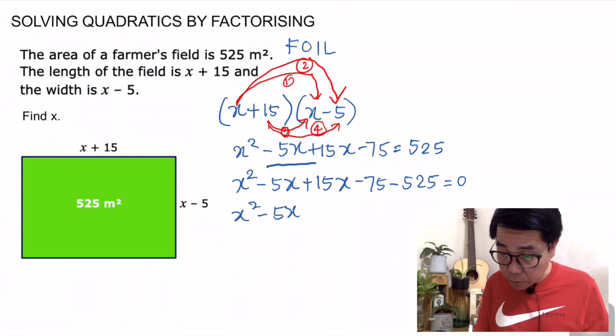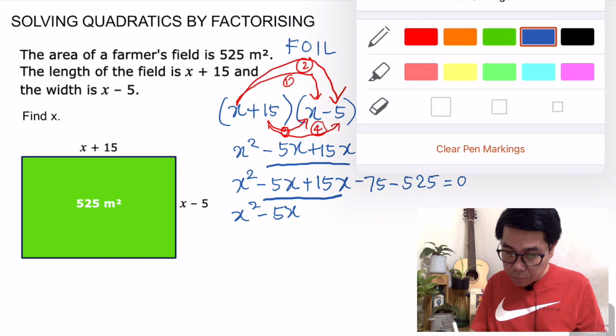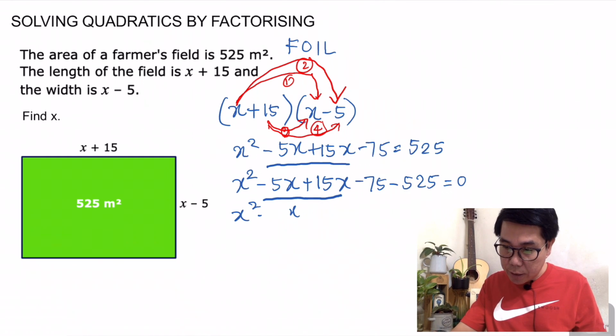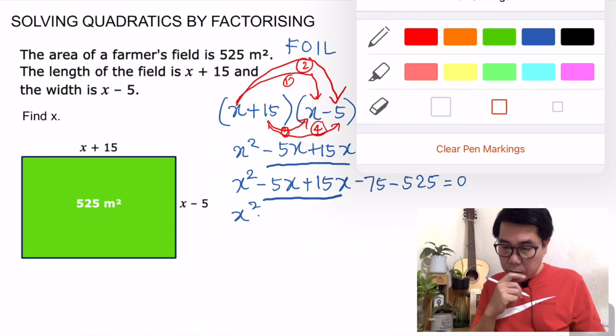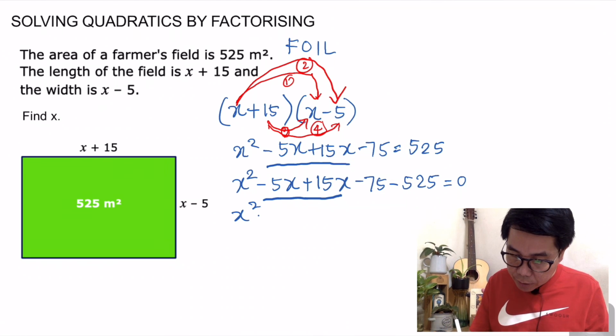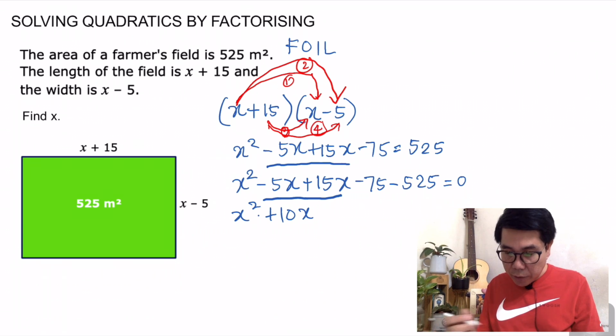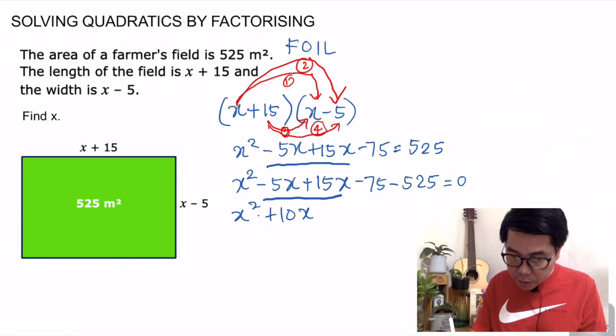This 2, we have to combine. So that gives us negative 5x plus 15x is positive 10x. Negative 75, negative 525, so we have to add and then copy the common sign. So it is negative 600 equals 0.